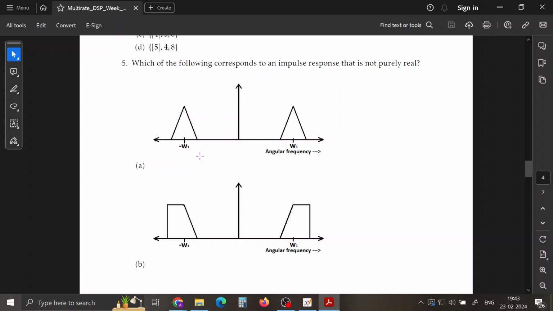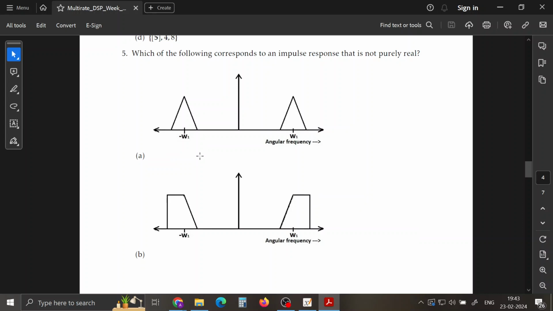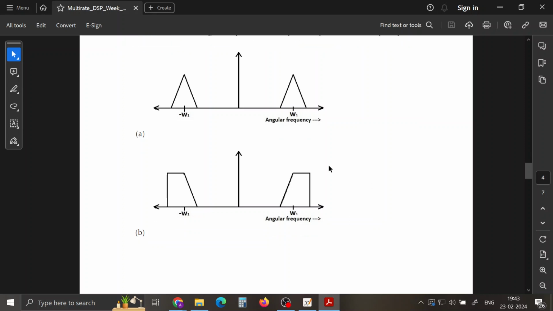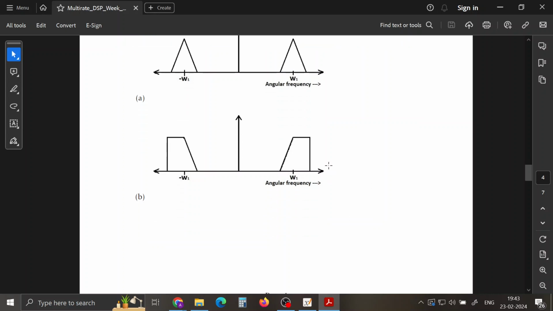We want to find the one which corresponds to an impulse response which is not purely real, so this symmetry will not hold there. Now option B, if we check, is again symmetric about the y-axis, just as if we are taking the mirror image. These two blocks sitting on the positive and negative side are just mirror images of each other. This is again symmetric, so it is a real impulse response. So option B is also not the right one.